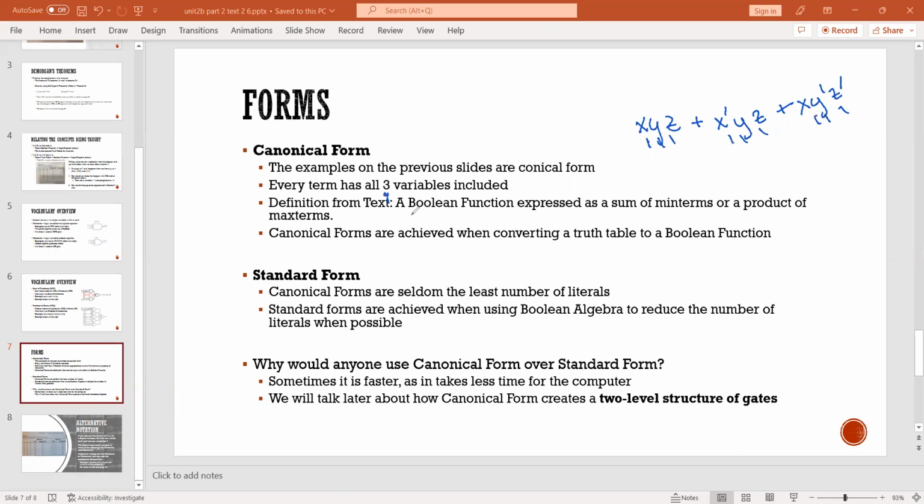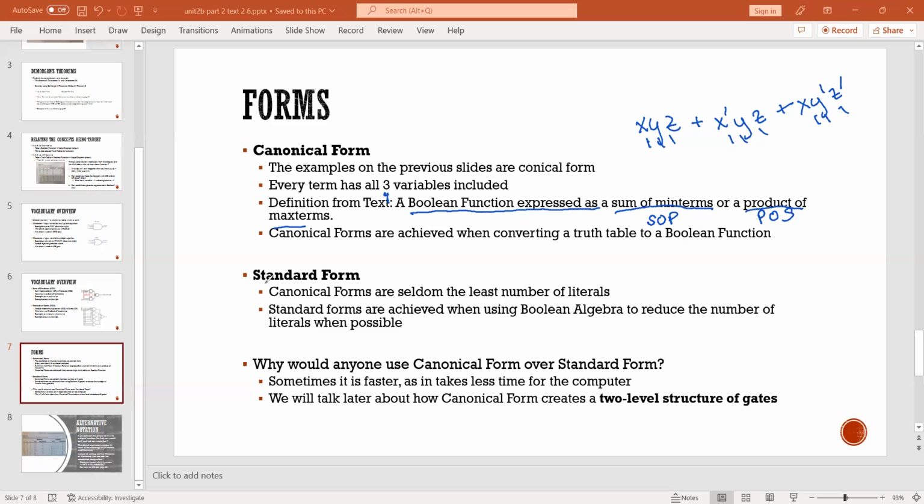And the other thing is it says a Boolean function expresses either the sum of min terms, which is the sum of products, or a product of max terms, or in other words, product of sums. Okay, so it also says here that canonical forms are achieved by converting directly from a truth table to a Boolean function, which I showed you on the previous video.